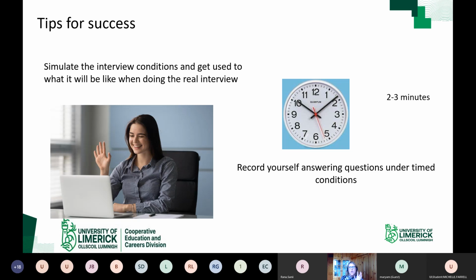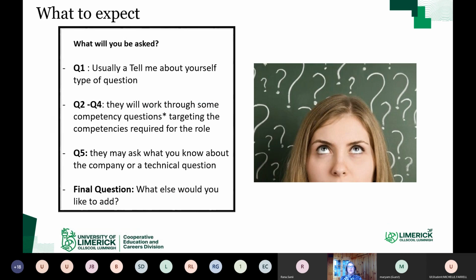I've said this a couple of times: try to simulate the conditions and get used to what it'll be like. Get your laptop or your tablet out and practice recording yourself, or even do it on your phone, and record yourself under timed conditions. Remember, you have approximately 2 minutes to answer those questions. So if you start to record yourself, what are you saying in the 2 minutes that you have for each competency area?